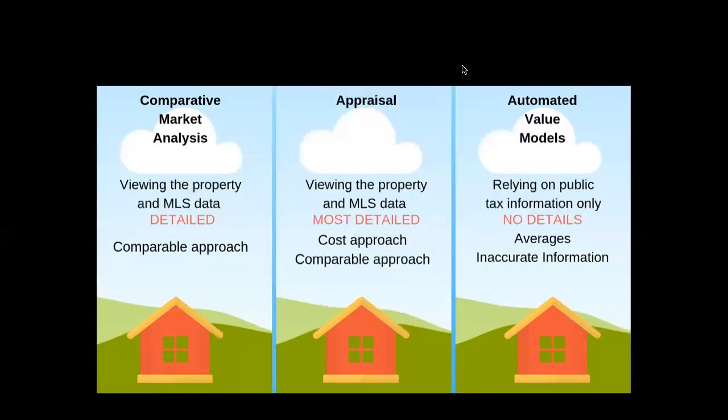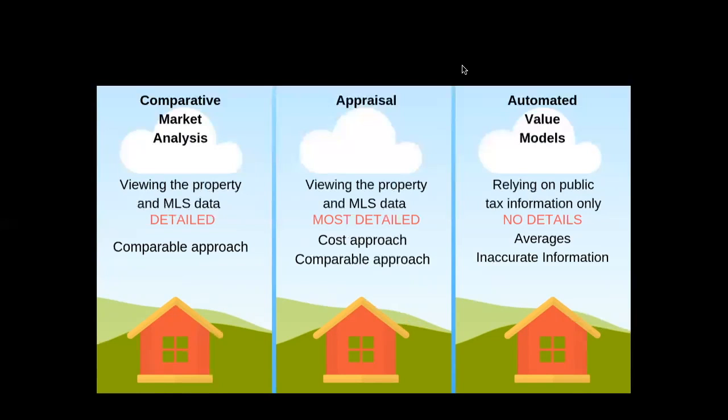A CMA is viewing the property and using MLS data. It is a very detailed approach. They use the comparable approach, which is comparing one property to another. An appraisal is again done by viewing the property using the detailed data from MLS. It is more detailed than a CMA. There are usually two different approaches that are done. One is the cost approach, and the other is the comparable approach.